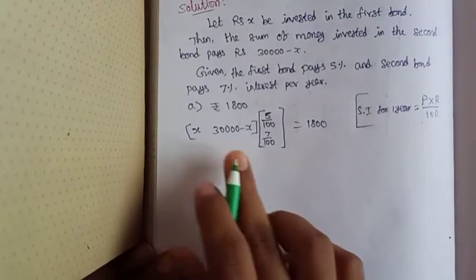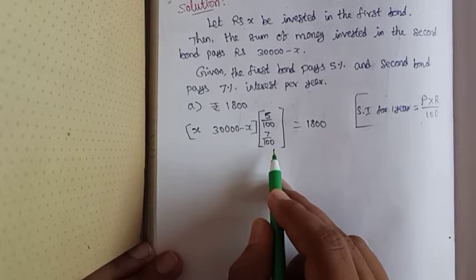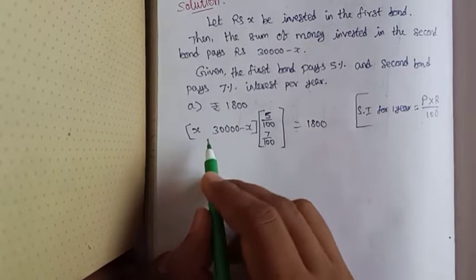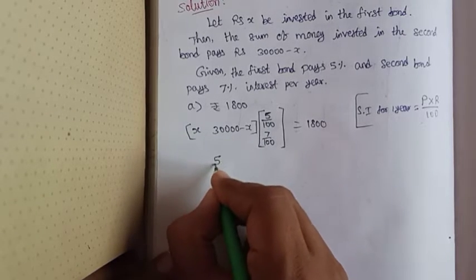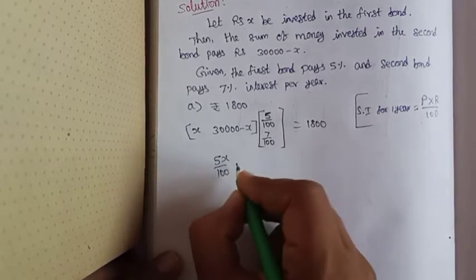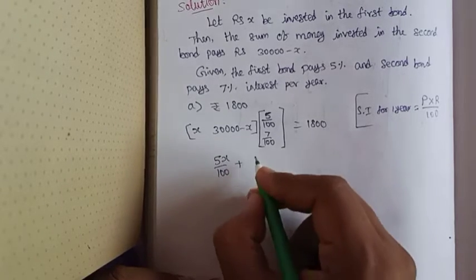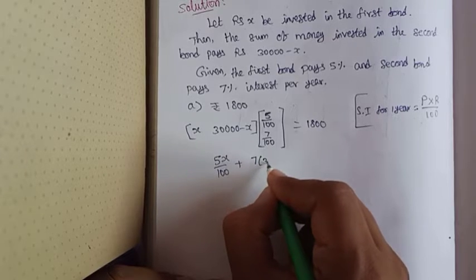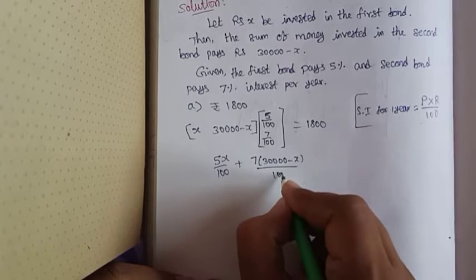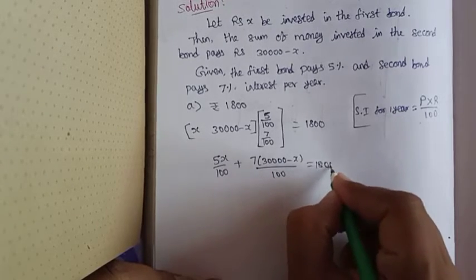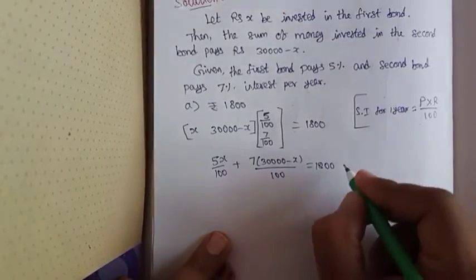Okay, now I have multiplied the two matrices. This is of order 1 by 2 and this is 2 by 1, so multiplication is possible. Multiplying, x into 5 by 100, that is 5x by 100, plus 30,000 minus x into 7 by 100, which is 7 into 30,000 minus x divided by 100, equal to 1800. Both denominators are the same, so we take the cross multiplication.